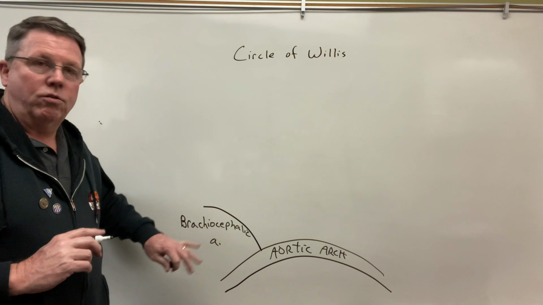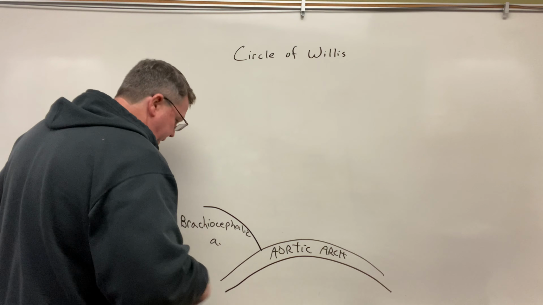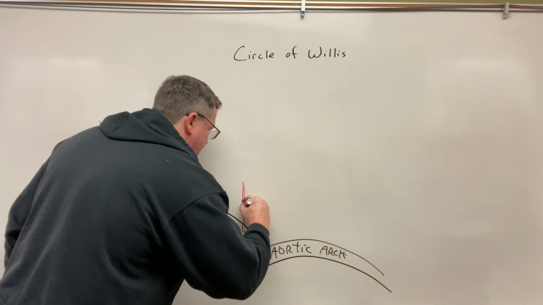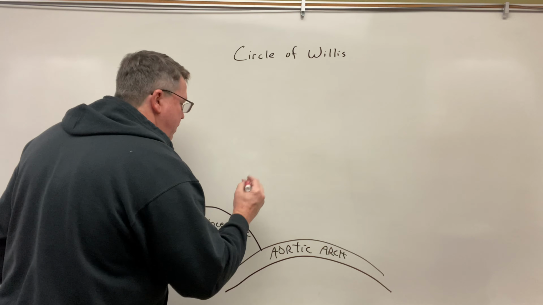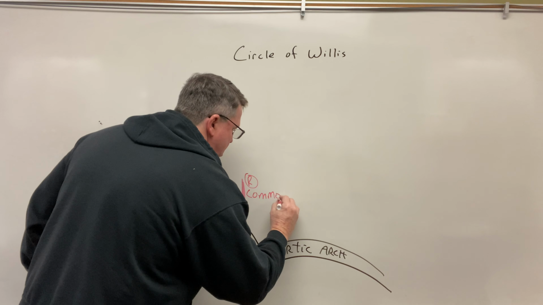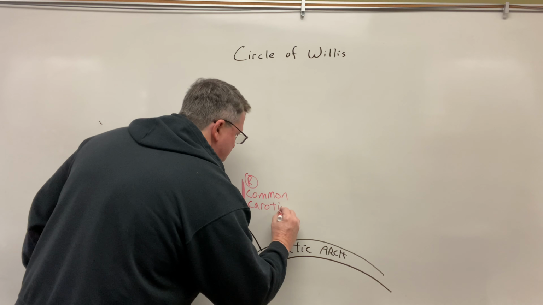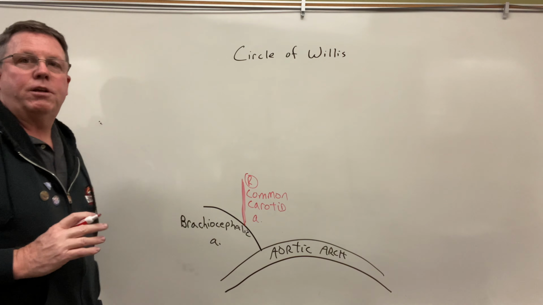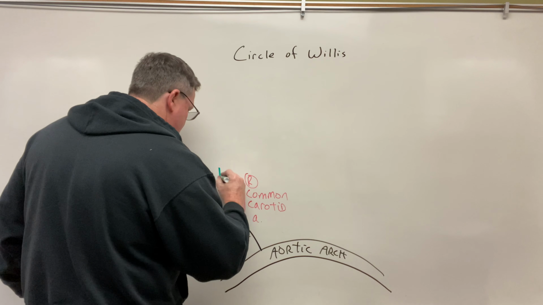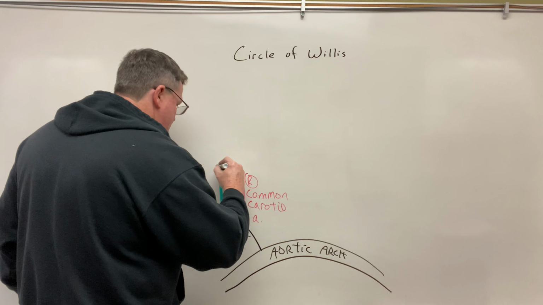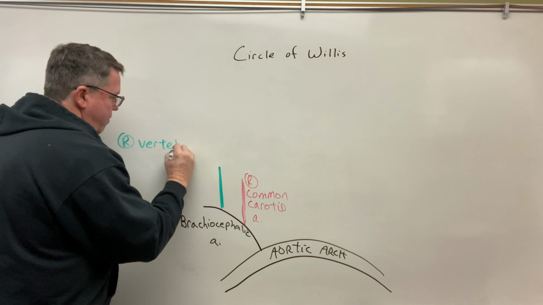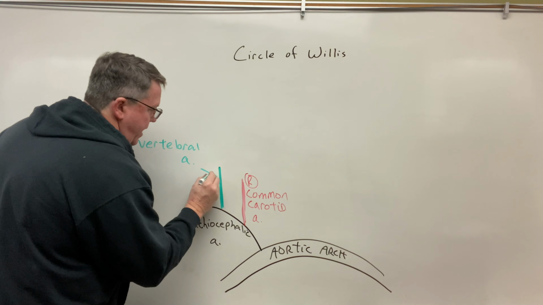This doesn't have anything to do with the circle of Willis, but coming off of here, I have another artery that's going to come off of here, and this is called the right common carotid artery. Okay, so there's my right common carotid artery. Now, the next one that comes off of here is going to be called the right vertebral artery. So it's the right vertebral artery, right there, okay?